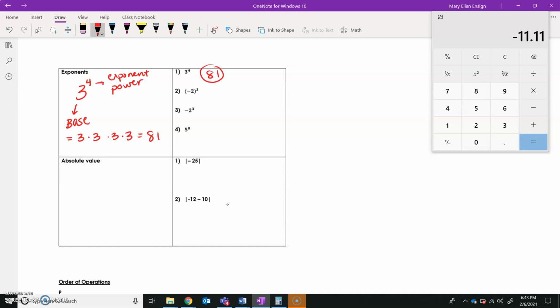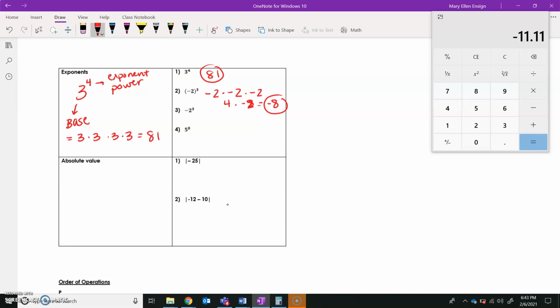Okay. If we have this one, this is saying -2 to the 3rd power. It's saying -2 multiplied by itself 3 times. So think about the negatives here. -2 times -2 is going to give me a +4, and then 4 times -2 is going to be -8.